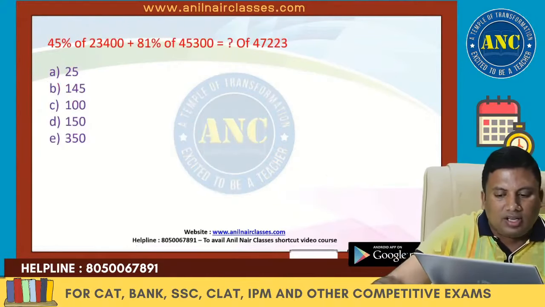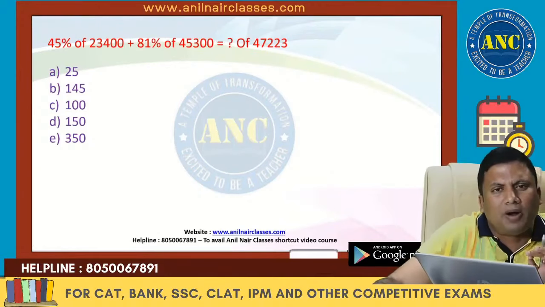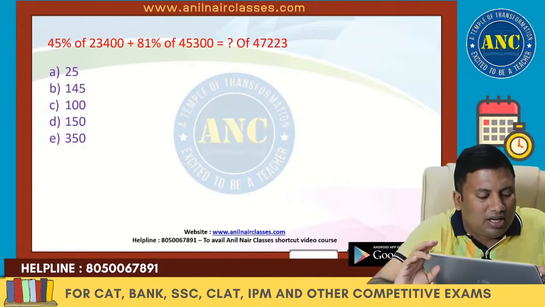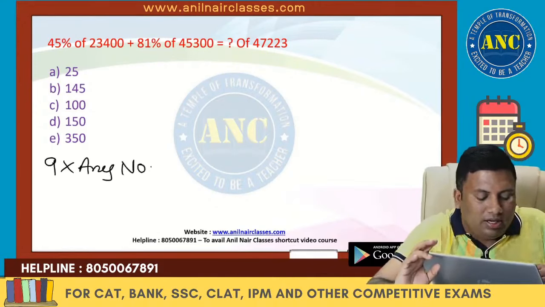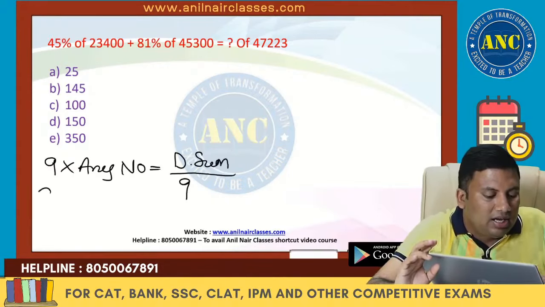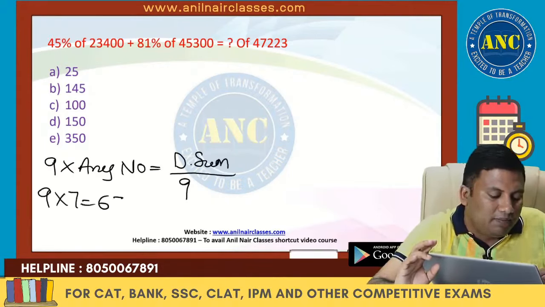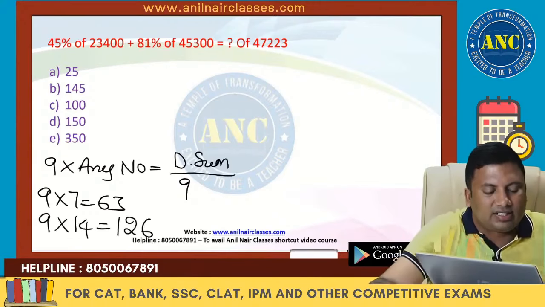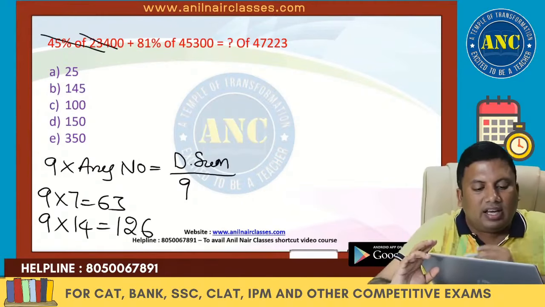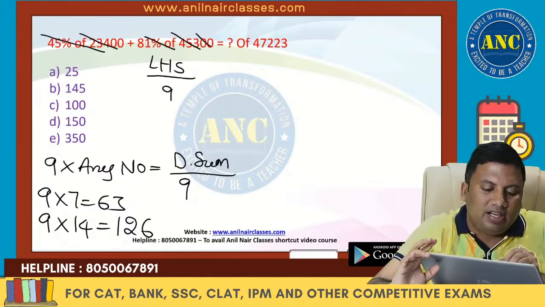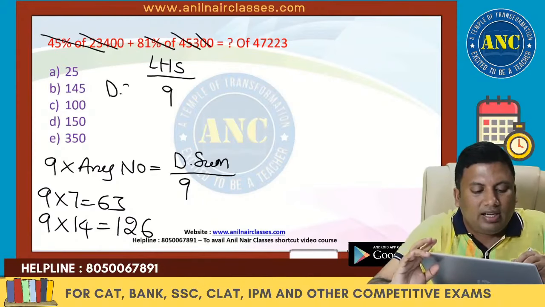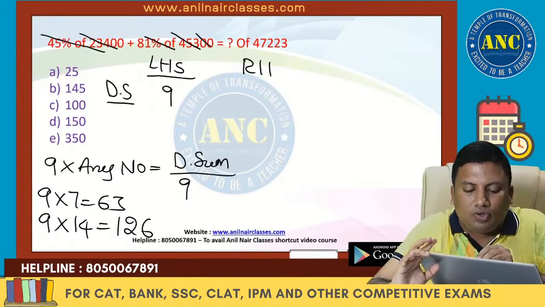Now this question. You have to be extremely smart in picking the numbers. See what I said: 9 into any number. What will be the digital sum in the answer? It is a 9. 9 7s are 63. 9 14s are 126. Again, the digital sum is 9. 45, it is a 9. 9 into any number: left hand side digital sum is 9, right hand side also digital sum should be 9.